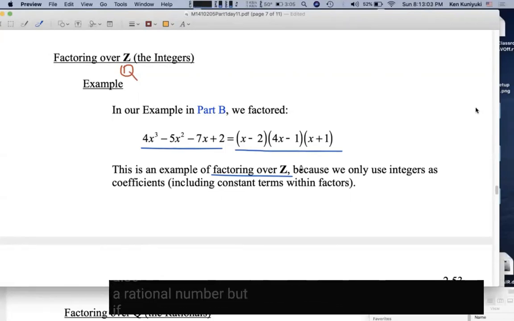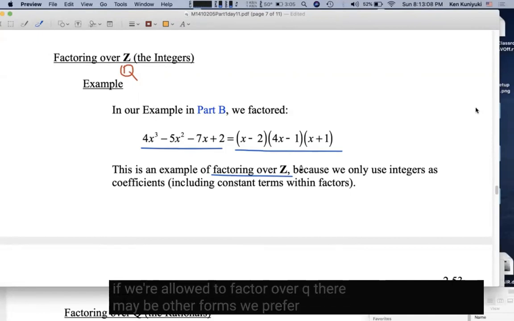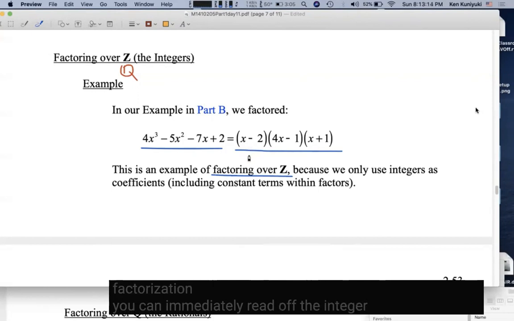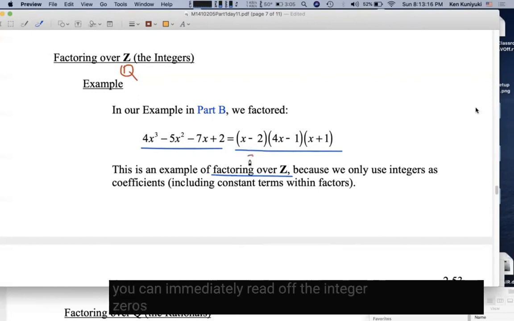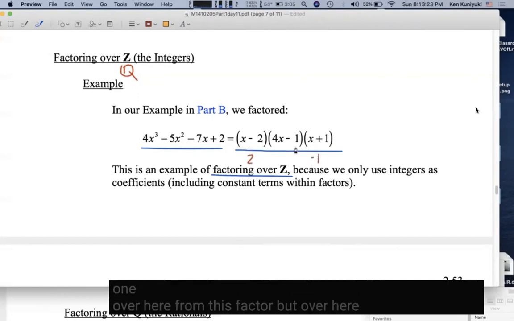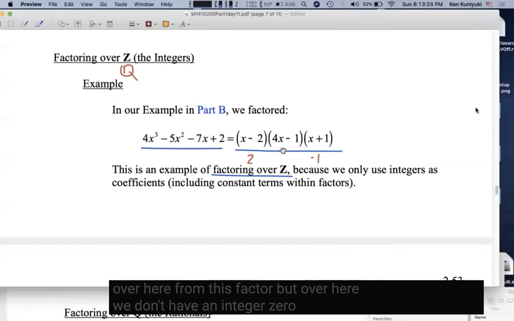But if we're allowed to factor over Q, there may be other forms we prefer. So for example, if you look at this factorization, you can immediately read off the integer zeros, 2 over here, and -1 over here from this factor. But over here, we don't have an integer 0. We do have a rational 0, though. And how can we make that clearer?